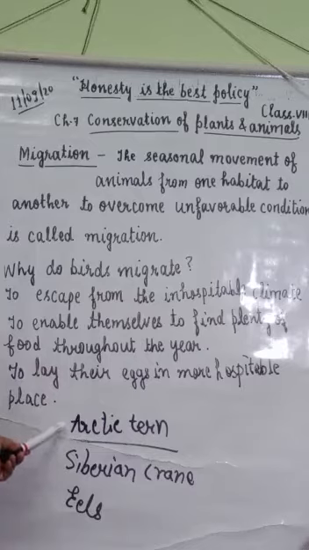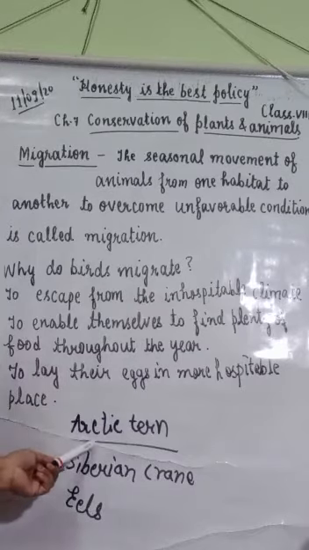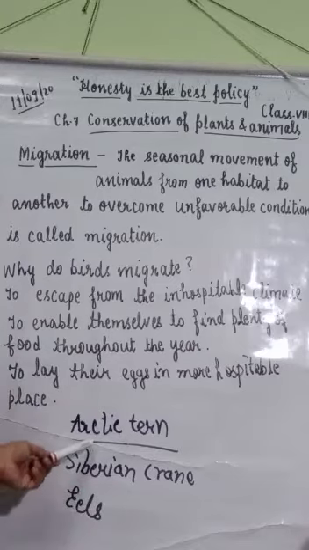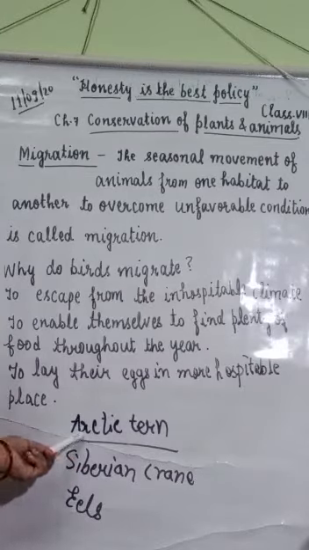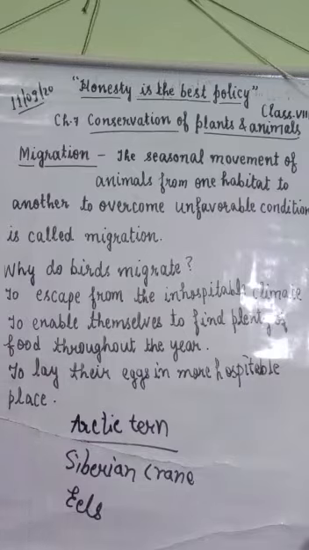These are some examples of migratory animals: Arctic tern, Siberian crane, eels. The Arctic tern migrates between the North Pole and South Pole. In winter, it migrates towards the South Pole, and in summer, it migrates towards the North Pole. The Siberian crane travels a long distance and comes to Poyang in China during winter. And eels live in fresh water, move towards the sea to lay eggs, and after hatching they come back to fresh water.